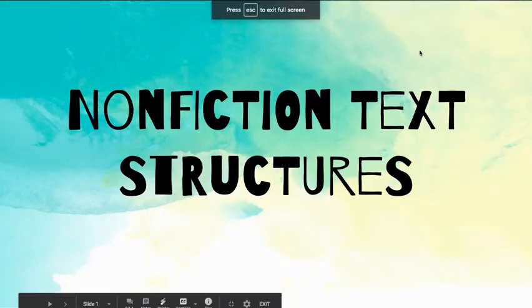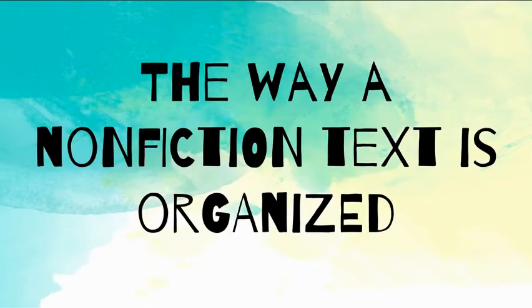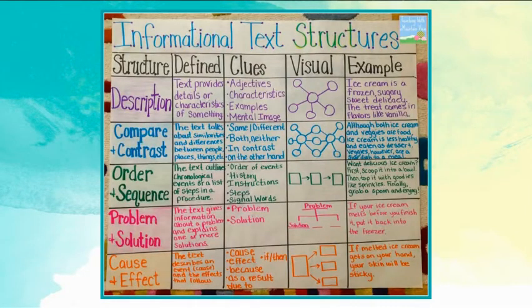Today, we are going to start discussing nonfiction text structures. This is just a very short overview because knowing the way that a nonfiction text is organized will help you figure out what the main topic is of that passage, which is what we are working on. So, there are 5 different ways that nonfiction or informational text can be organized. And we're going to look at each of these in more detail.